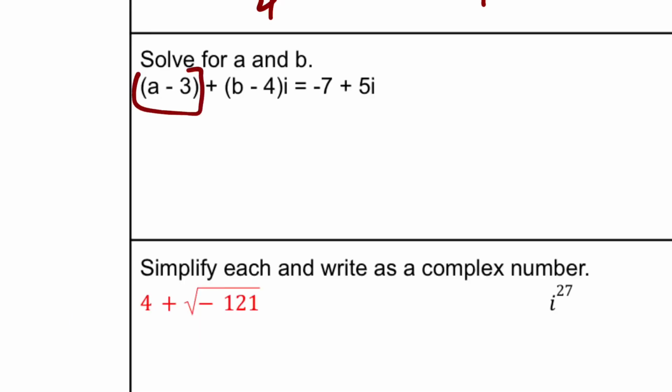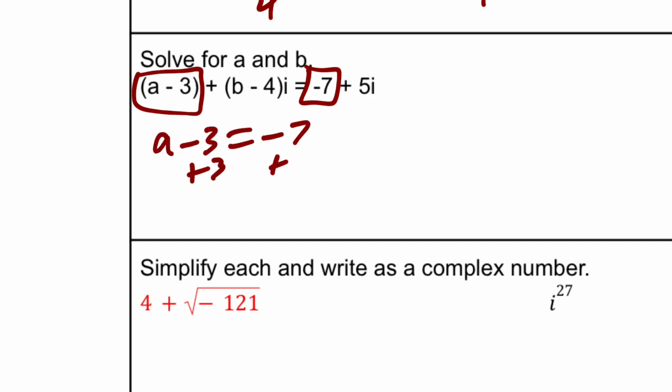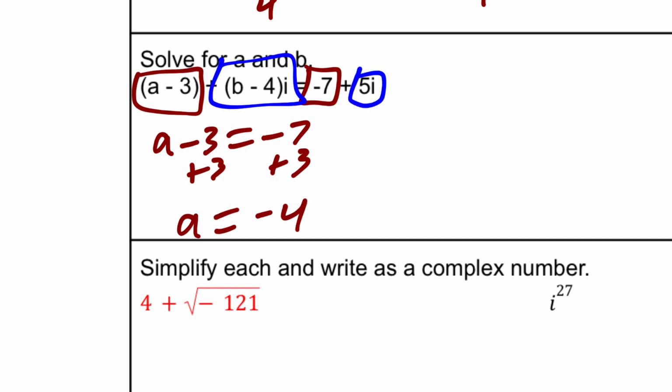Here we set this part, a minus 3, equal to negative 7. If we add 3 to both sides, a is equal to negative 4. Next up, we put b minus 4i equal to 5i.